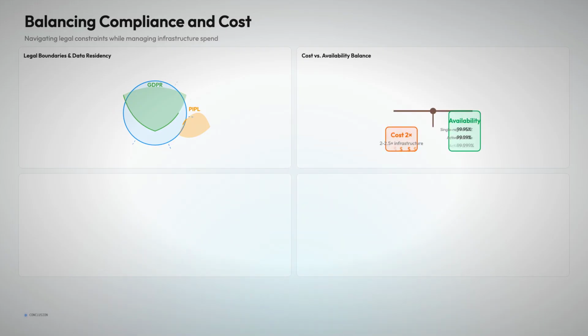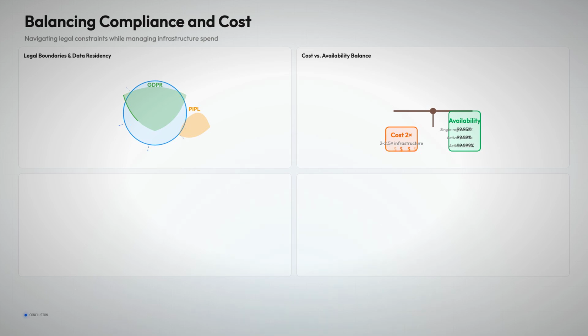Beyond technology, legal and cost factors shape your design. Data sovereignty laws like GDPR may require EU data to stay in the EU, but it's nuanced. You can transfer data under agreements, though many companies keep it local to avoid legal overhead. China's PIPL adds constraints, forcing per-table routing decisions.